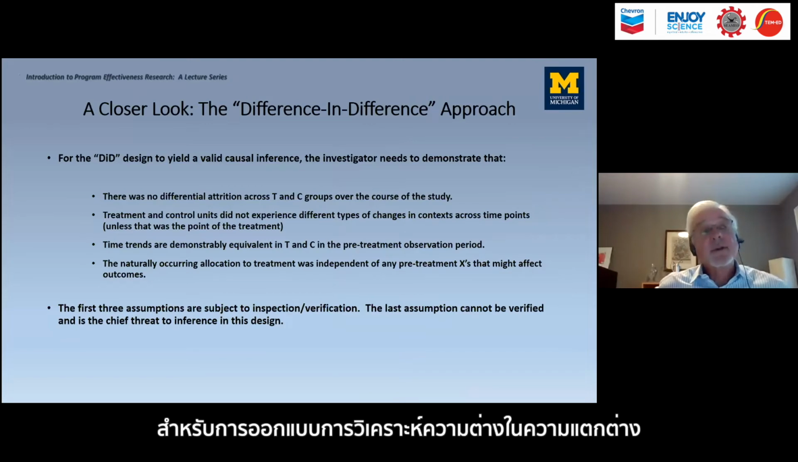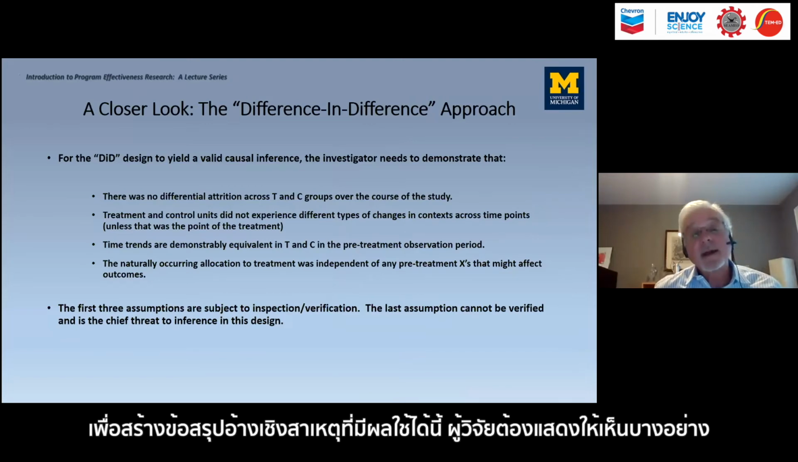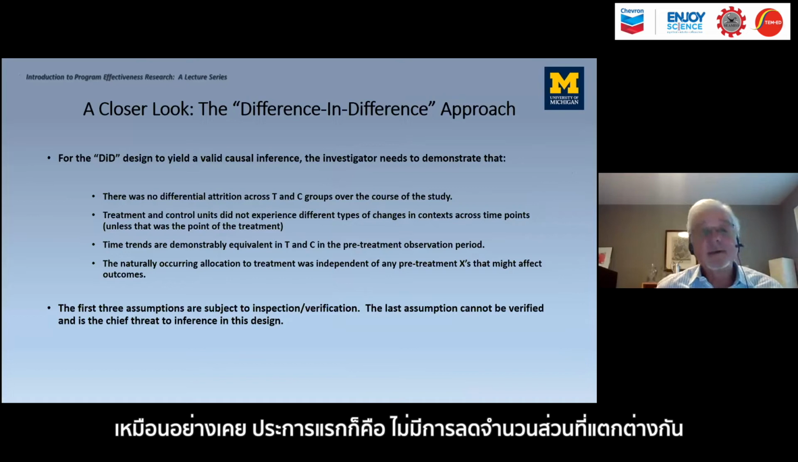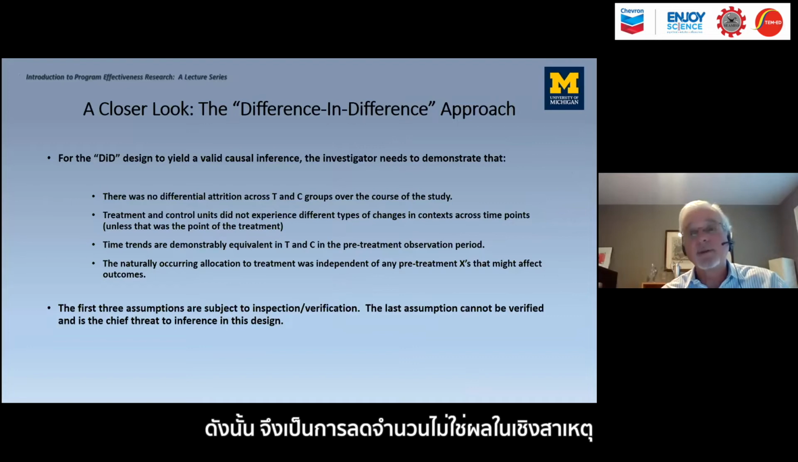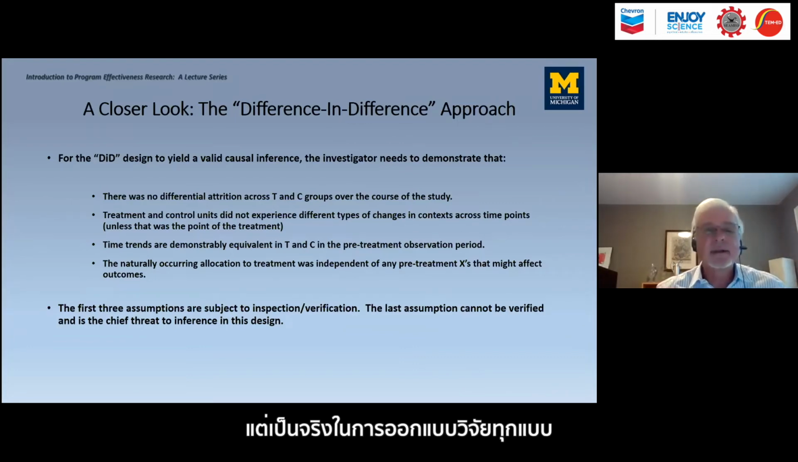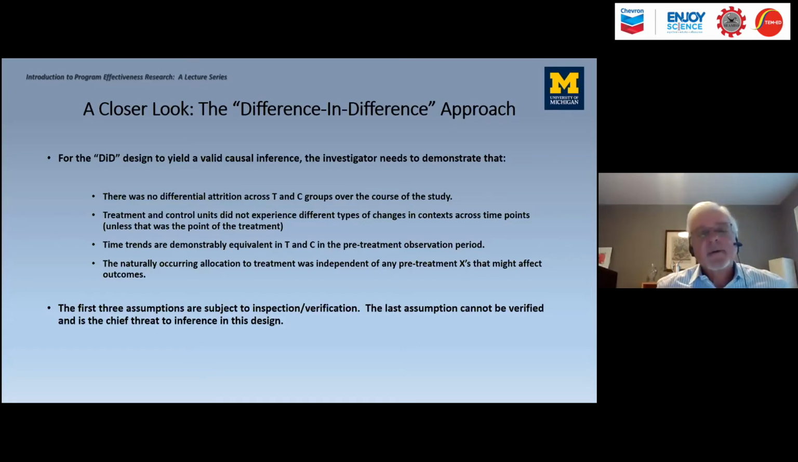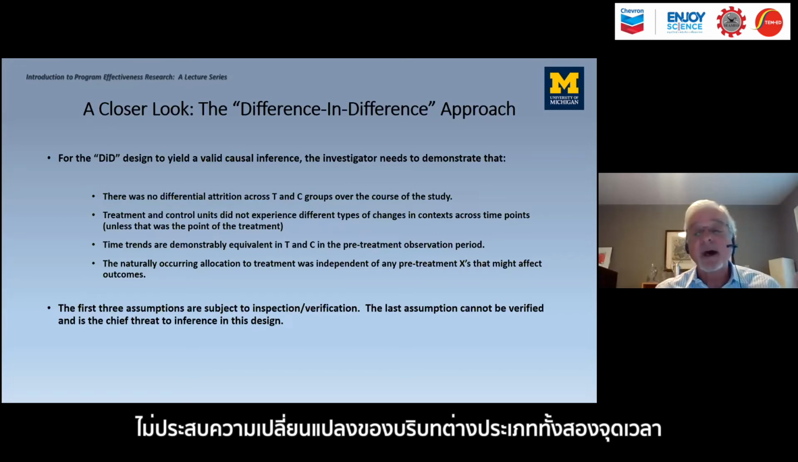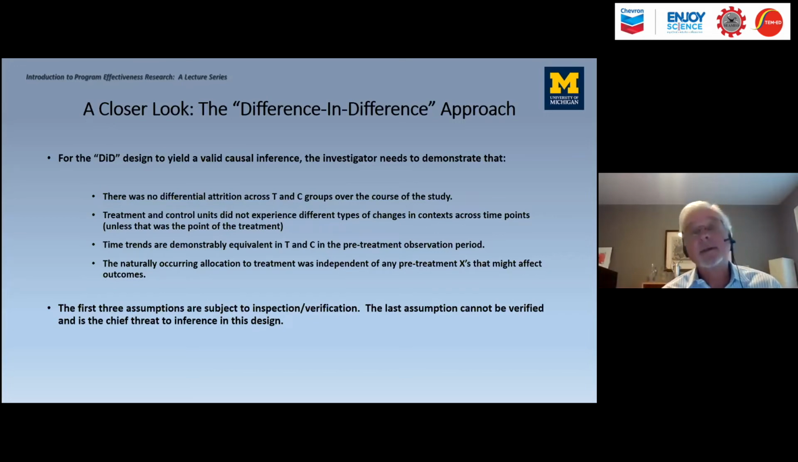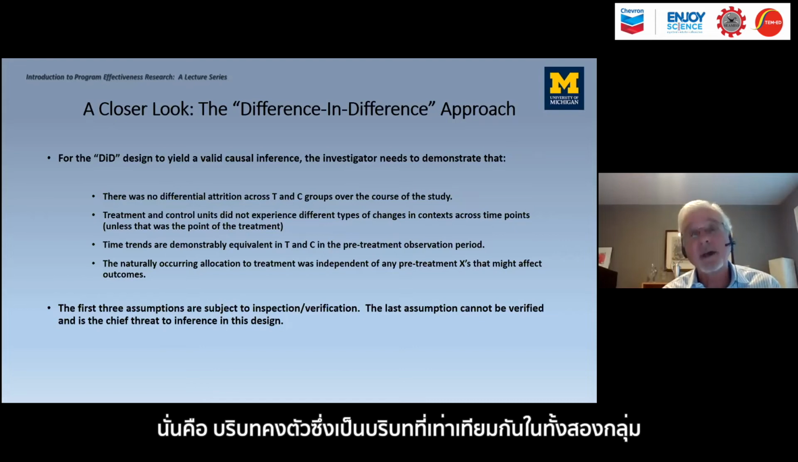So for this difference in difference design to yield a valid causal inference, the investigator needs to demonstrate certain things. First, as always, that there's no differential attrition across treatment and control groups over the course of the study, so that it's not attrition, but the causal effect. That's true in any design. That the treatment and control units didn't experience different types of context changes across time points. That's the kind of constant context and equal context for both groups.